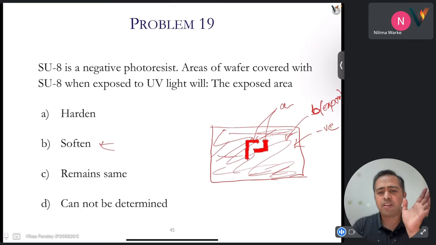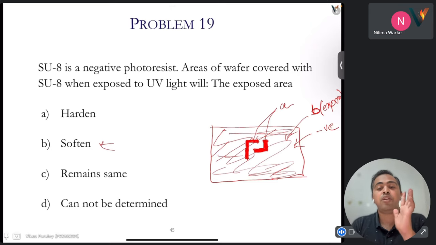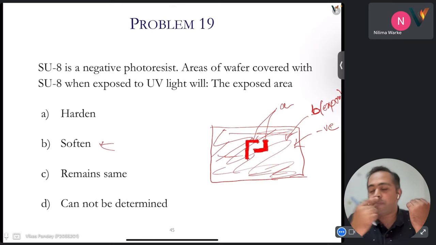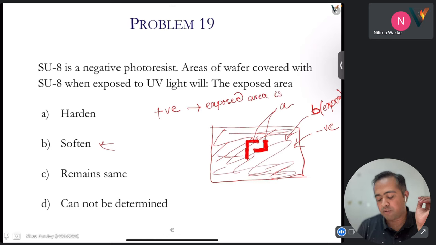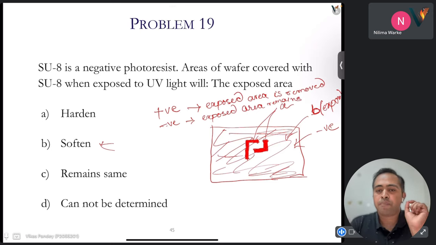Now, this is a very common thing. People get confused till they actually do the lithography. This is something very confusing. In fact, everyone gets confused, including me. Since I have done a lot of lithography, now I know, because every time I come up with questions, I remember what I did. Just to remember: in positive, the exposed area is removed. And in negative, the exposed area remains. If you remember this, you will not get confused.